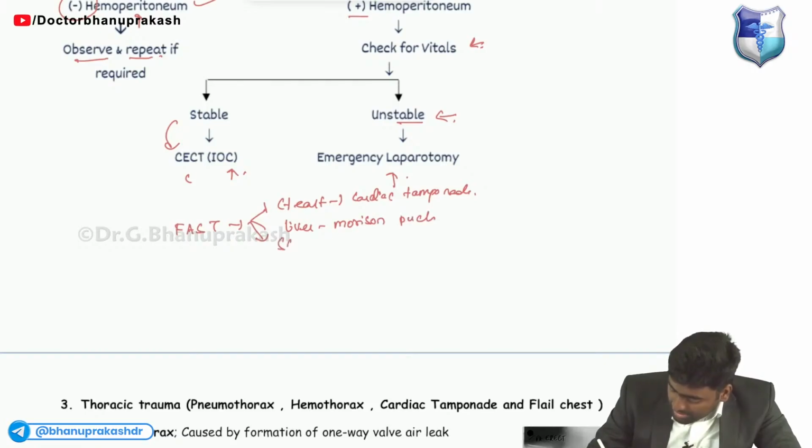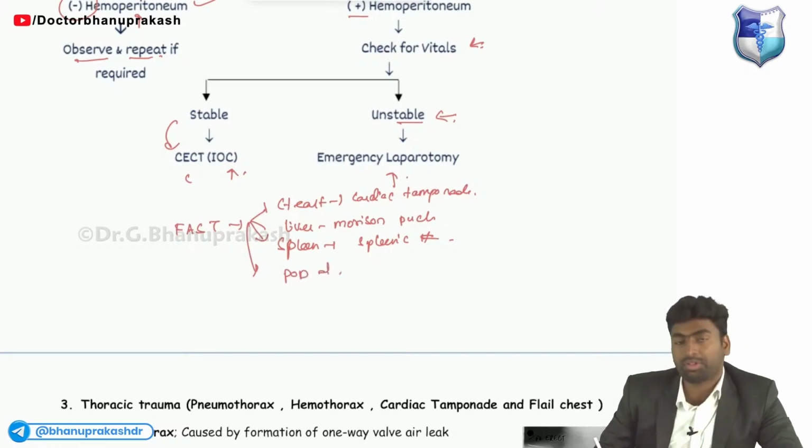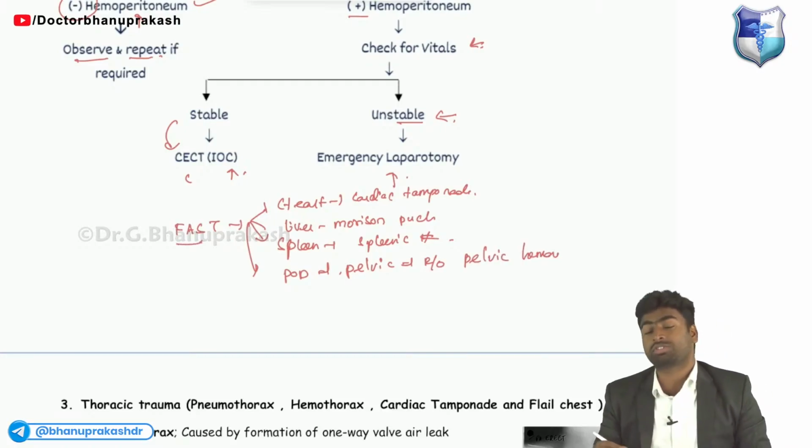Then we'll check around the spleen for splenic hemorrhages. Splenic hemorrhages, and we check around the pouch of Douglas in females, or around the pelvic region, to rule out pelvic hematoma. So these are the changes we used to see in FAST.